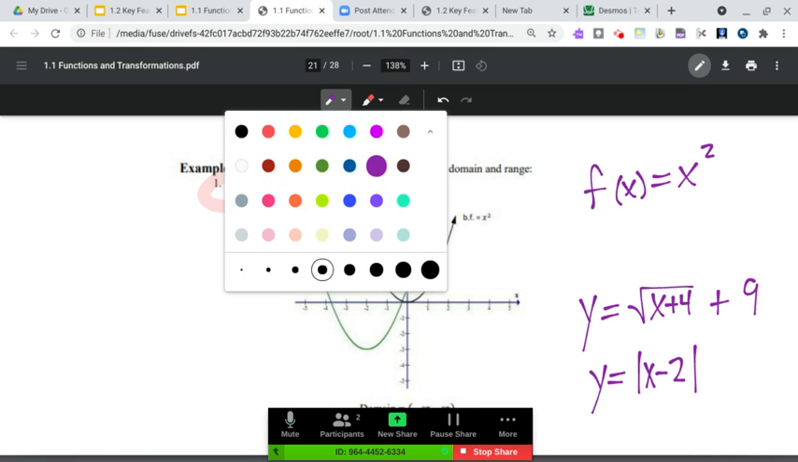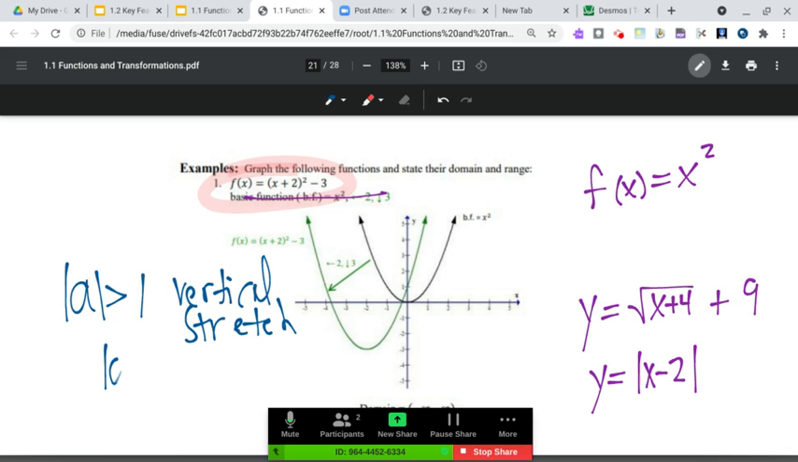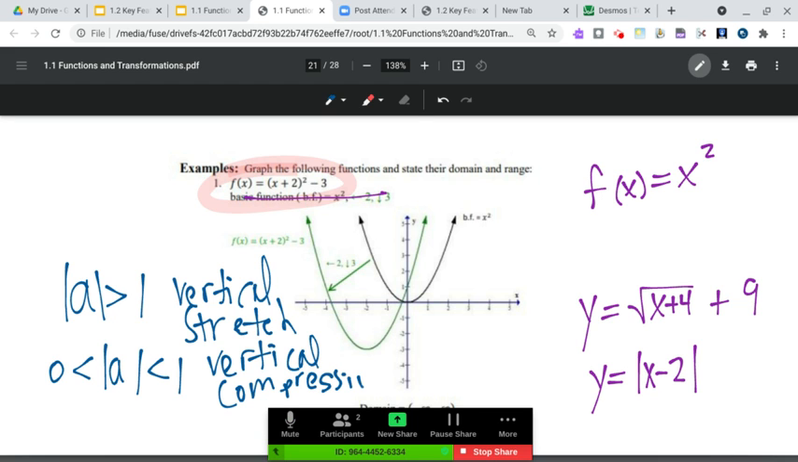So anytime you have a leading A, let me go back to our notes for a minute. Anytime you have a leading A in the front that has absolute value greater than 1, you are going to vertically stretch, so it becomes narrower. Anytime you have an absolute value leading A between 0 and 1, so greater than 0, less than 1, it's going to vertically compress or shrink. It's going to basically widen it. It's a vertical compression. So, stretch or compression.